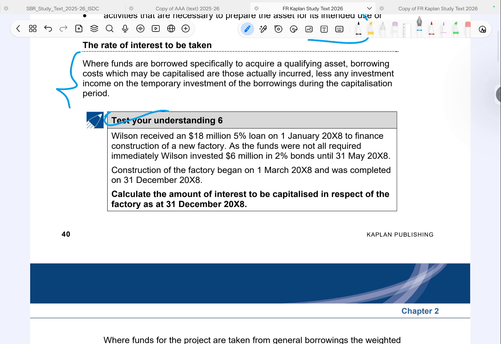Wilson received an 18 million 5% loan on 1st January 2018 to finance construction of a new factory. As the funds were not all required immediately, Wilson invested 6 million in 2% bonds until 31st May. Construction of the factory began on 1st March 2018 and was completed on 31st December 2018. Calculate the amount of interest to be capitalized in respect of the factory as at December 31st, 2018. This is a very good sum. It will help you guys clear many of the concepts.